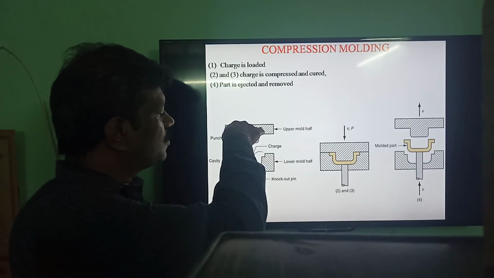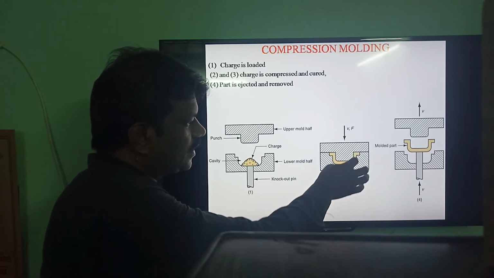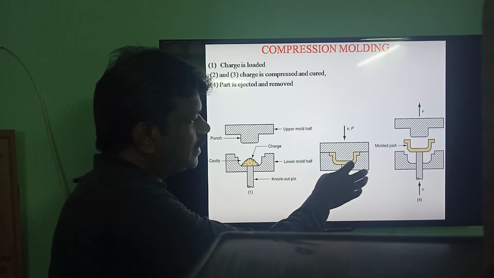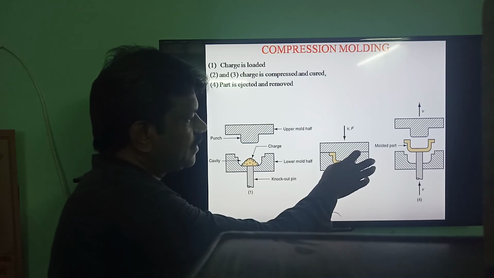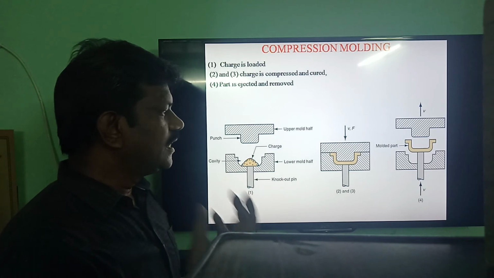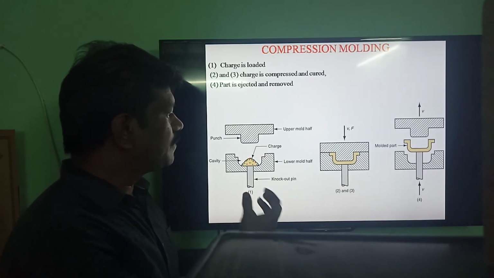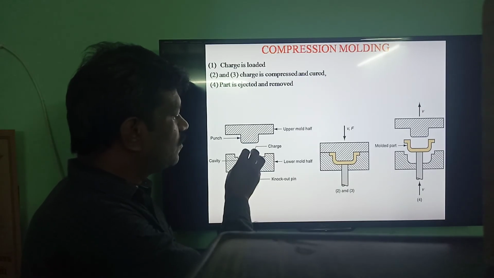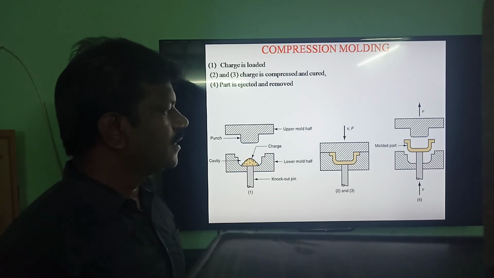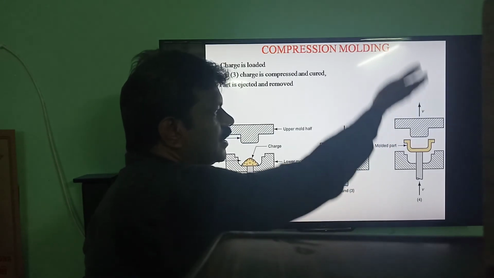Now this upper half of the mold will be coming down, and it will be forced, so that this molten material, that is called the charge, will be deposited over the mold cavity. Therefore, we always have to use measured quantities of plastic pellets. That measured quantity of plastic pellets is called the charge. The volume of this charge should be equal to the volume of the product we are going to produce. After curing, this top half of the mold will move in the upward direction.